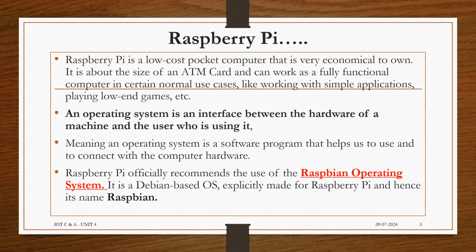It is about the size of an ATM card and can work as a fully functional computer in certain normal use cases. An operating system is an interface between the hardware of a machine and the user who is using it. The meaning of operating system is a software program that helps us to use and to connect with the computer hardware. Raspberry Pi recommends the use of Raspbian OS.